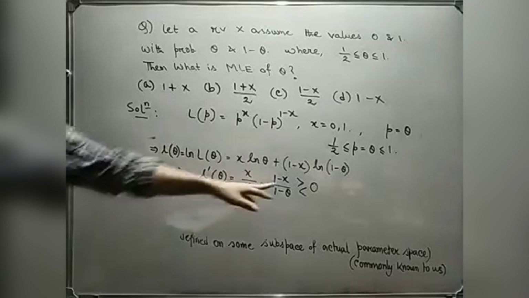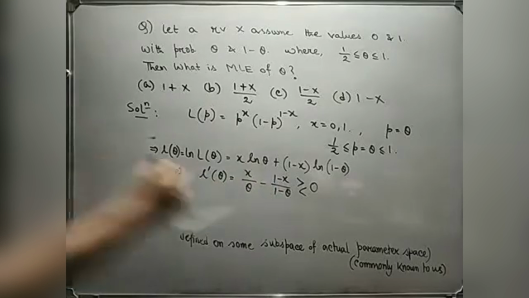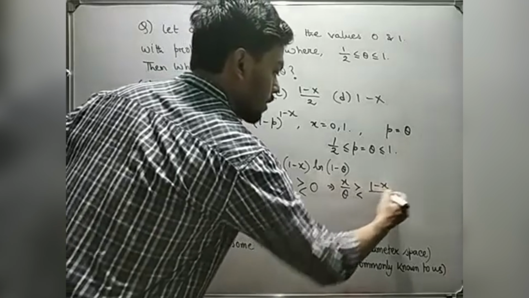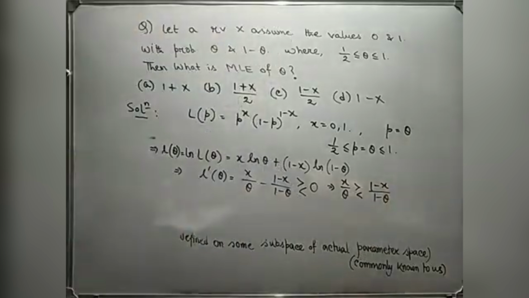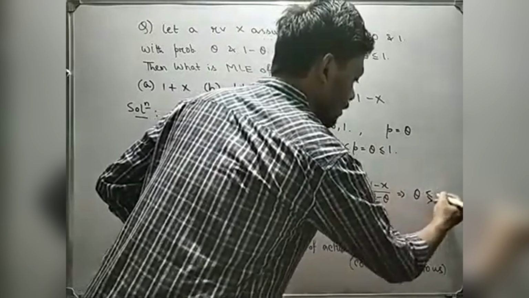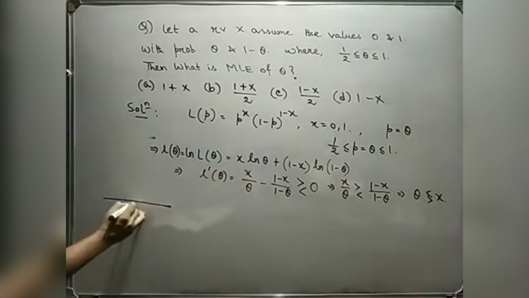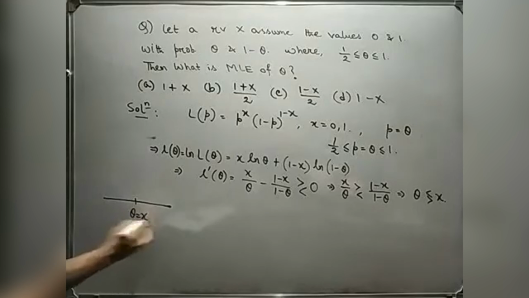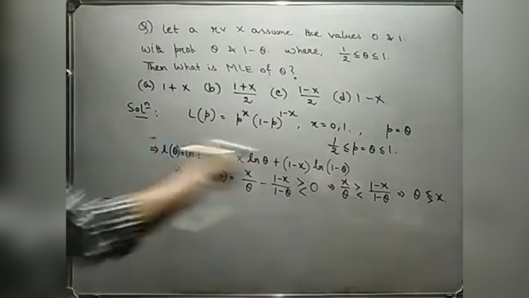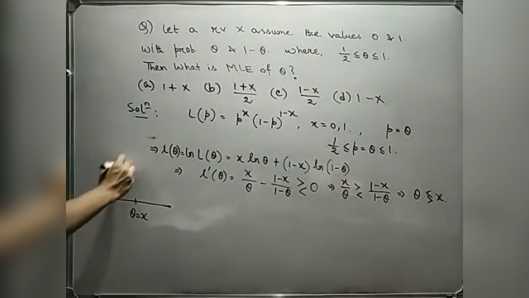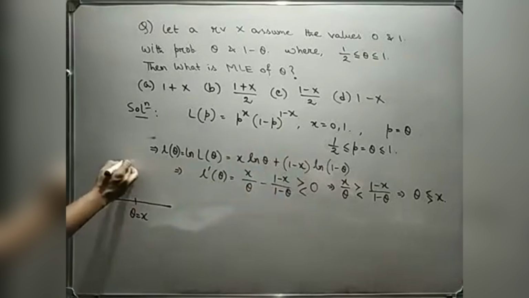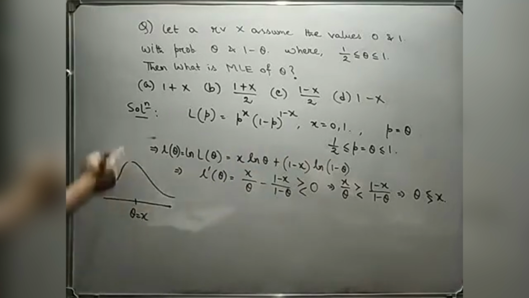to get the maximum value of this L(theta). This will be greater than 0 or less than 0 if x by theta is greater than or less than (1 minus x) by (1 minus theta). If we simplify, we get theta less than or greater than x. So let's say theta equal to x. L dash theta is greater than 0, that means it is increasing when theta is less than x, and less than 0 when theta is greater than x, that means it is decreasing when theta is greater than x.